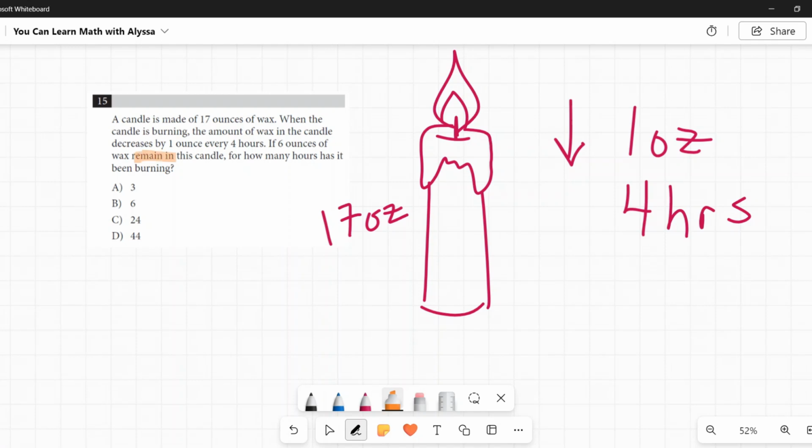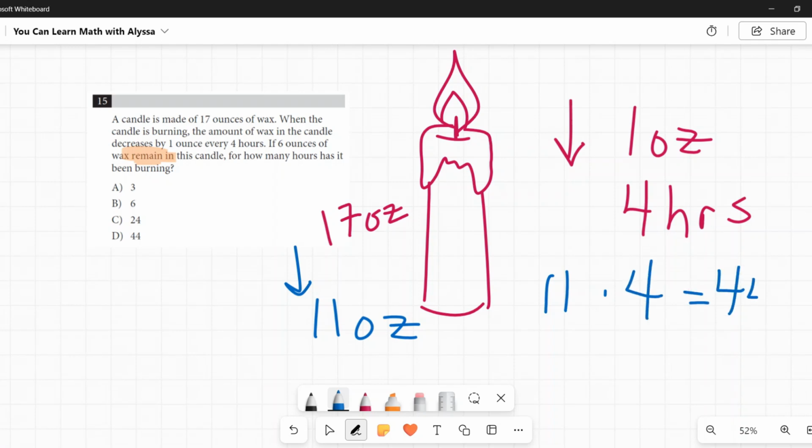This keyword right here, always read these problems so carefully. One little word changes everything. It says if 6 ounces of wax remain. So that's how much is left. Started with 17, it's all the way down to 6. How much burned? I guarantee you there are going to be students that see that 6 ounces and go, oh, 6 ounces have burned. Nope, it says that's how much is left. So 17 minus 6 will tell us how much is burned. 11 ounces have burned. 17 minus 6 is 11. So 11 ounces have burned, and we're told that 1 ounce burns every 4 hours. So it will be 11 times 4, or 44.